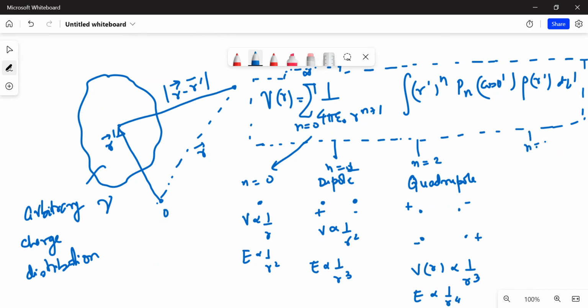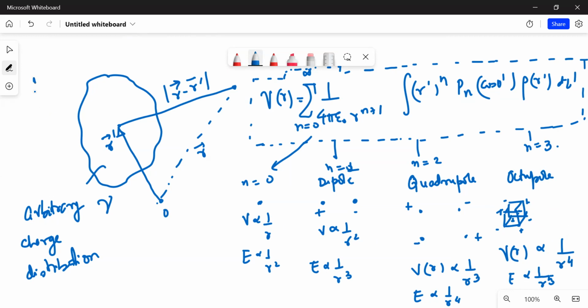And for n equal to 3, you will get an octupole arrangement. I made a diagram also, something like this. It will have plus minus, plus minus, plus minus, and then minus and plus. So this is an octupole arrangement where your potential would be inversely proportional to 1 upon r to the power 4, and the electric field would be inversely proportional to r to the power 5. Is that clear? This is something that we have already done.